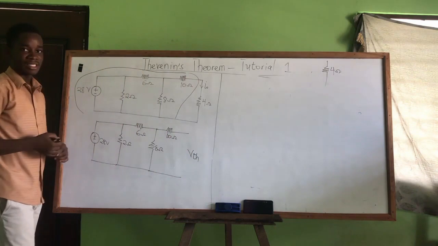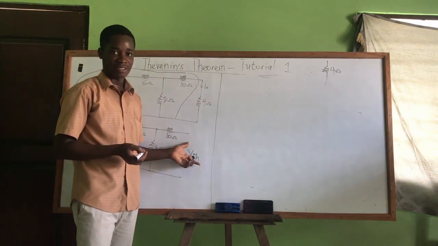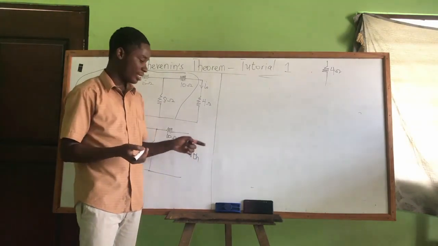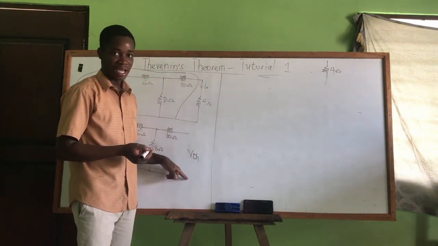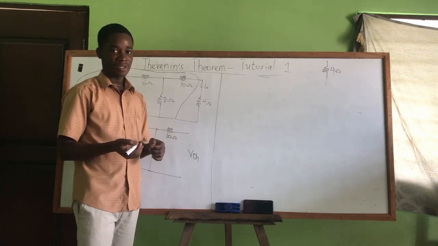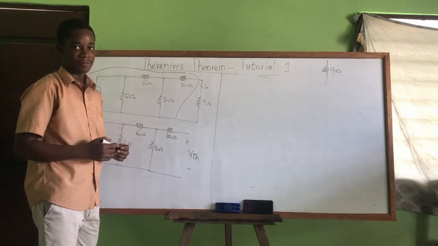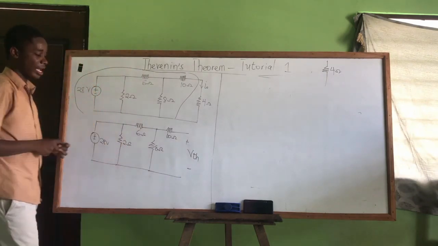We know that voltages have polarities. Vth is a voltage source, so it should have polarities, plus and minus. You can have plus here and minus here, or plus and minus the other way round. For this case, you can choose an arbitrary direction. Let's say here is our plus, here is our minus. So let's see what is happening in this diagram.